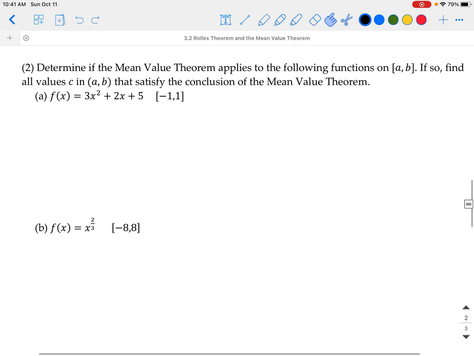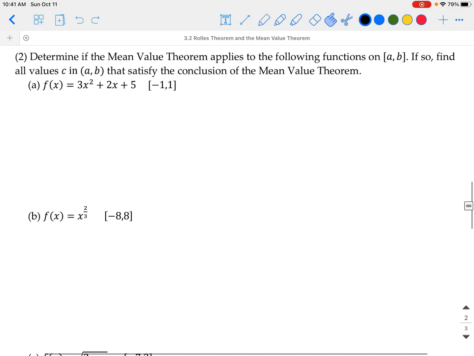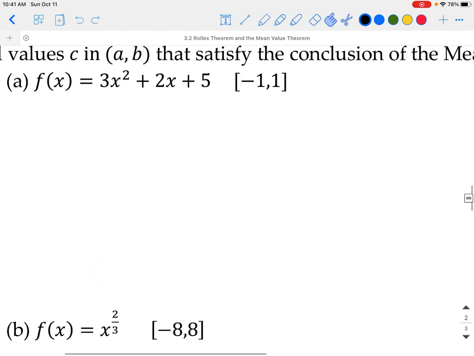So we're going to start working on some examples for the mean value theorem. For number 2, we want to determine if the mean value theorem applies to the following functions, and then if it does, find all values that satisfy the conclusion. So let's just note here, we've got f of x equals 3x squared plus 2x plus 5.